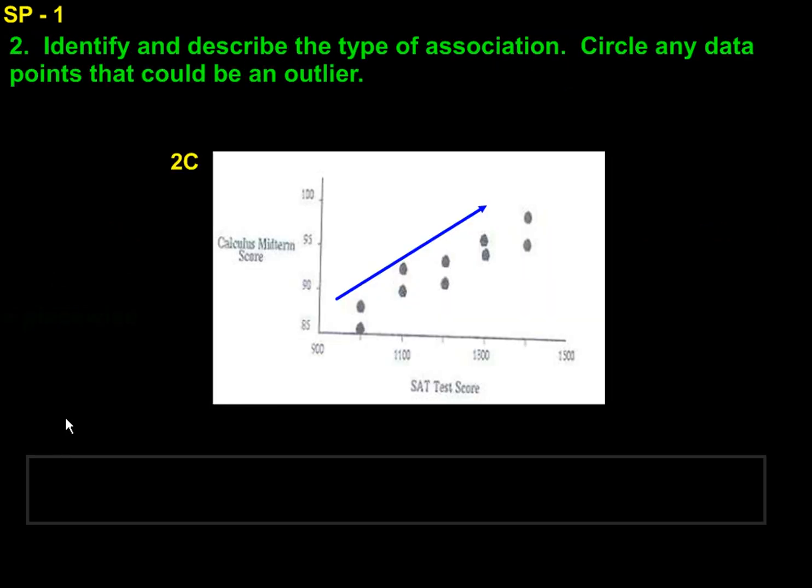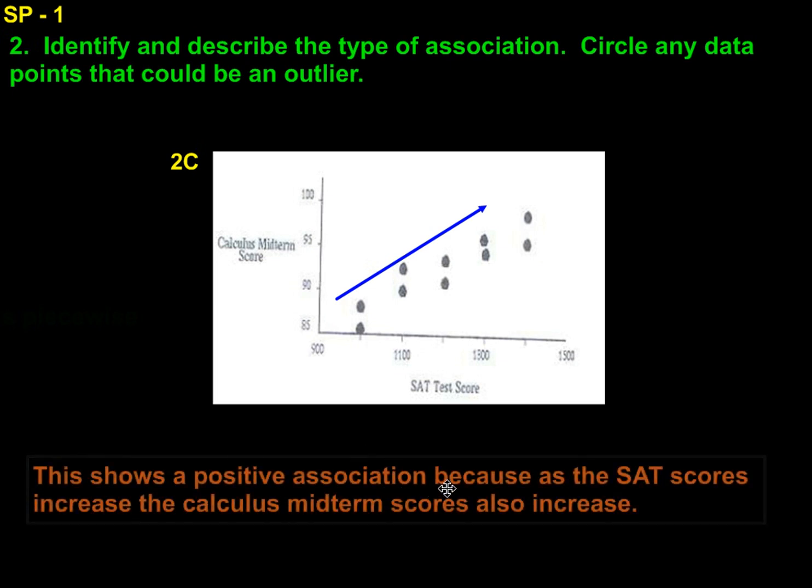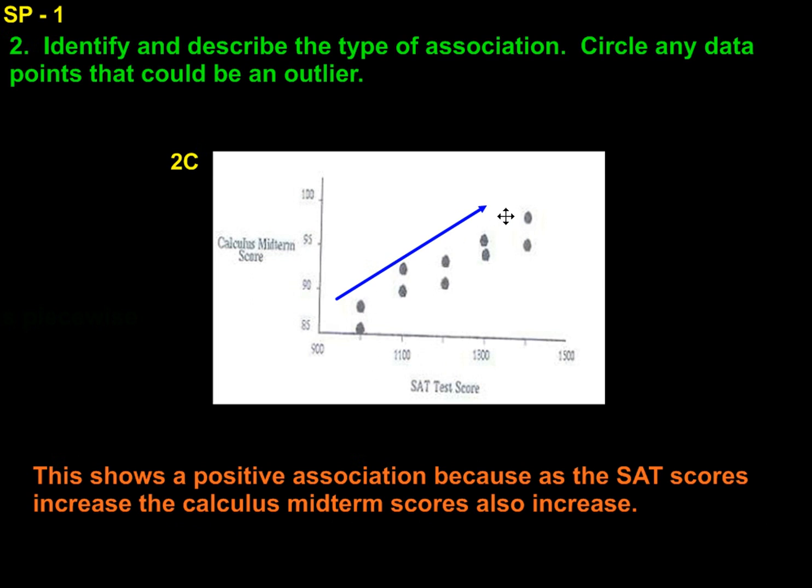For number 2, you were asked to identify and describe the type of association and circle any data points that could be an outlier. So I chose to do 2C. You have the SAT test scores for the x value and the calculus midterm scores for the y value. And as the arrow illustrates, moving from left to right, you notice that these are going up. What that tells me is it shows a positive association or positive relationship, because as the SAT scores, the x value, increase, the calculus midterm scores are also increasing.